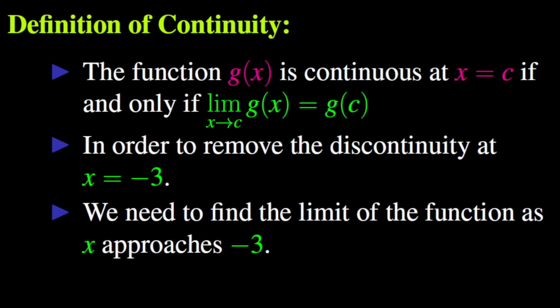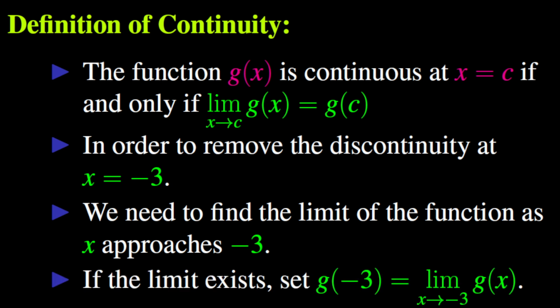In order to remove the discontinuity at x equals negative 3, we need to find the limit of the function as x approaches negative 3. If the limit exists, then we set g of negative 3 equal to the limit of the function as x approaches negative 3. Therefore we will start by computing the limit of g of x as x approaches negative 3.